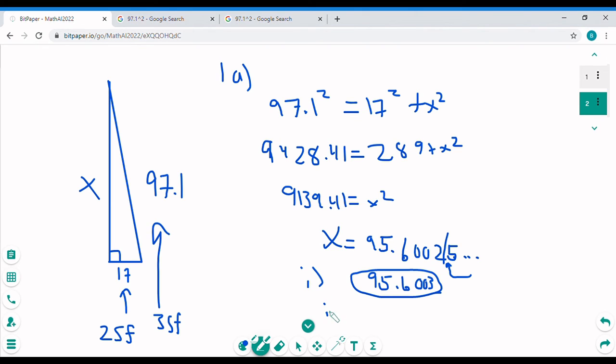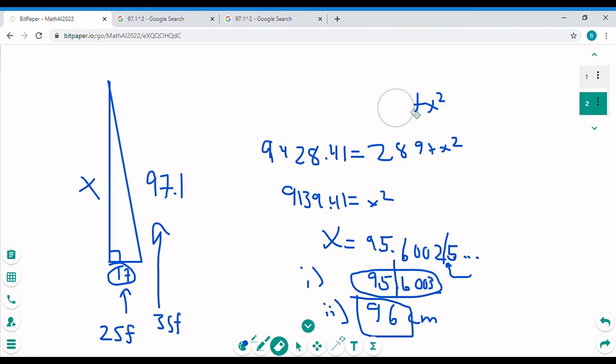Now, we just did this because the book asked us to for part 1. But for part 2, we're supposed to round it to the correct number of significant digits. And the correct number of significant digits here is 2, because 17 has 2 significant figures. So this becomes 96, because we cut it off after 2 digits and we round up. So 96 of whatever units this is, I think it's centimeters in the book, 96 centimeters is the length of the leg x.